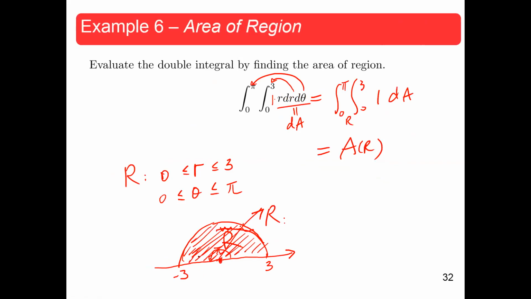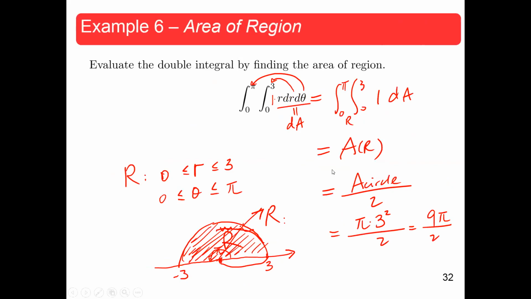So once you see this region R, it should be very easy to calculate the area, right? Because that's just half of the area of a circle, which is going to be 1/2 of pi r squared. Over here, the radius r, easy to see, will just be 3. So pi r squared, therefore, will just be 9/2 pi. Okay? Okay, guys. So far, so good?